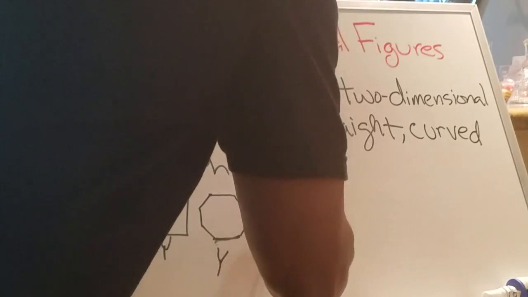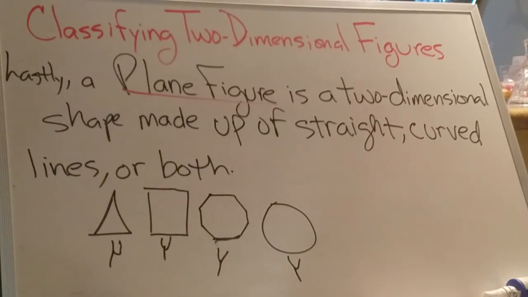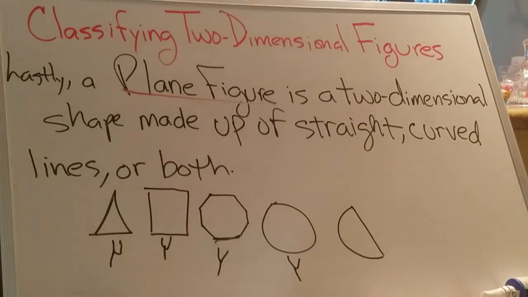It's going to get a little harder now. What about a circle? Is that a plane figure? No line segments. Yell it out. Yes, it is. Because remember, straight or curved lines, or both. So what about this right here? What if I have a half circle with a line segment, a straight line? Is that a plane figure? Yell it out. Yes.